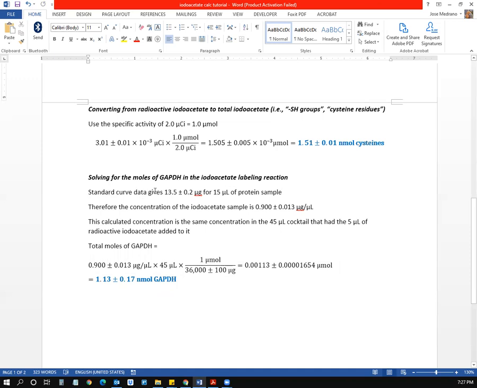So let's say that your standard curve data gives you a mass of your sample for the dye binding for the plus GAPDH reaction of 13.5 plus or minus 0.2 micrograms, and that's coming from a 15 microliter protein sample solution. So of course we do the division, dividing our micrograms by microliters, and we get the concentration of GAPDH protein in our iodoacetate sample, which ends up being 0.900 plus or minus 0.013 micrograms per microliter.